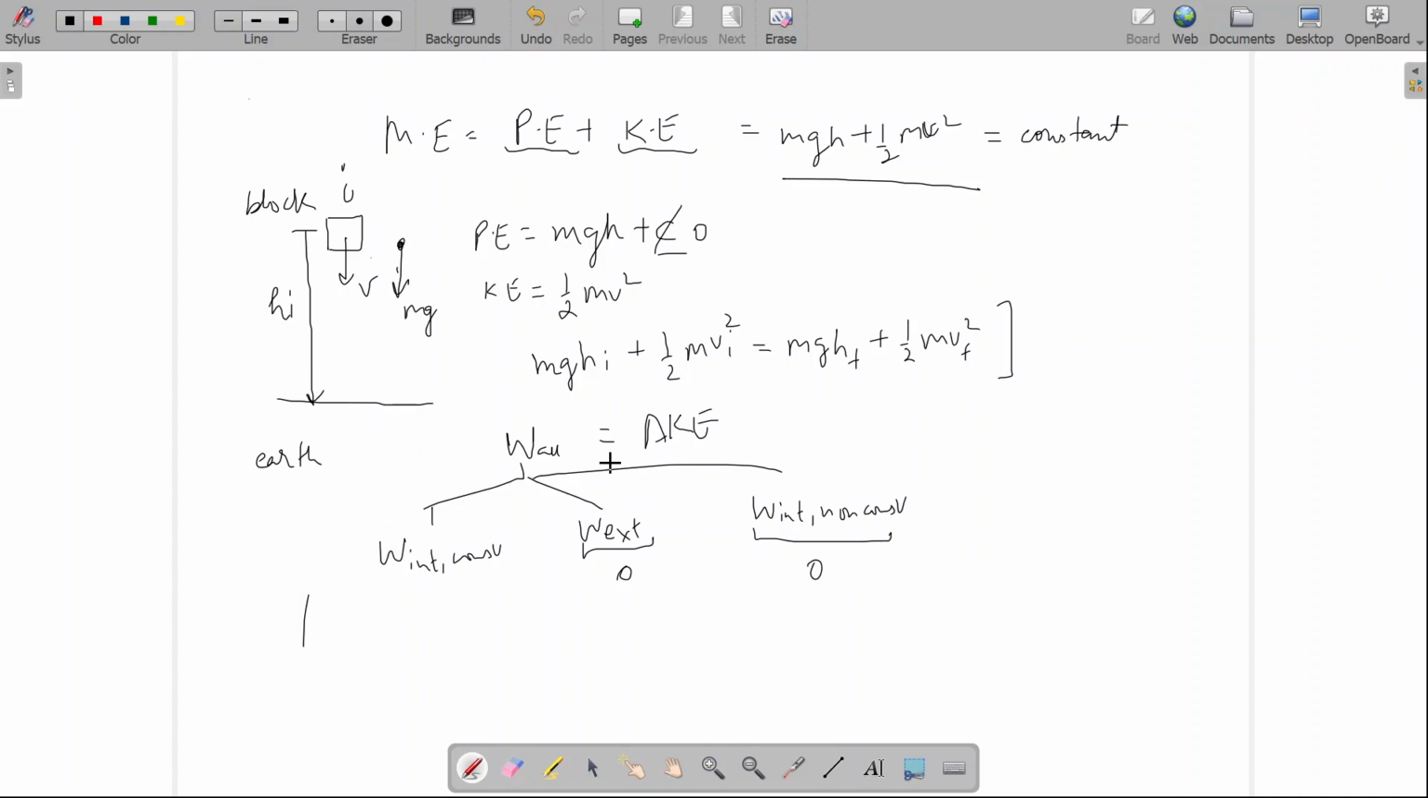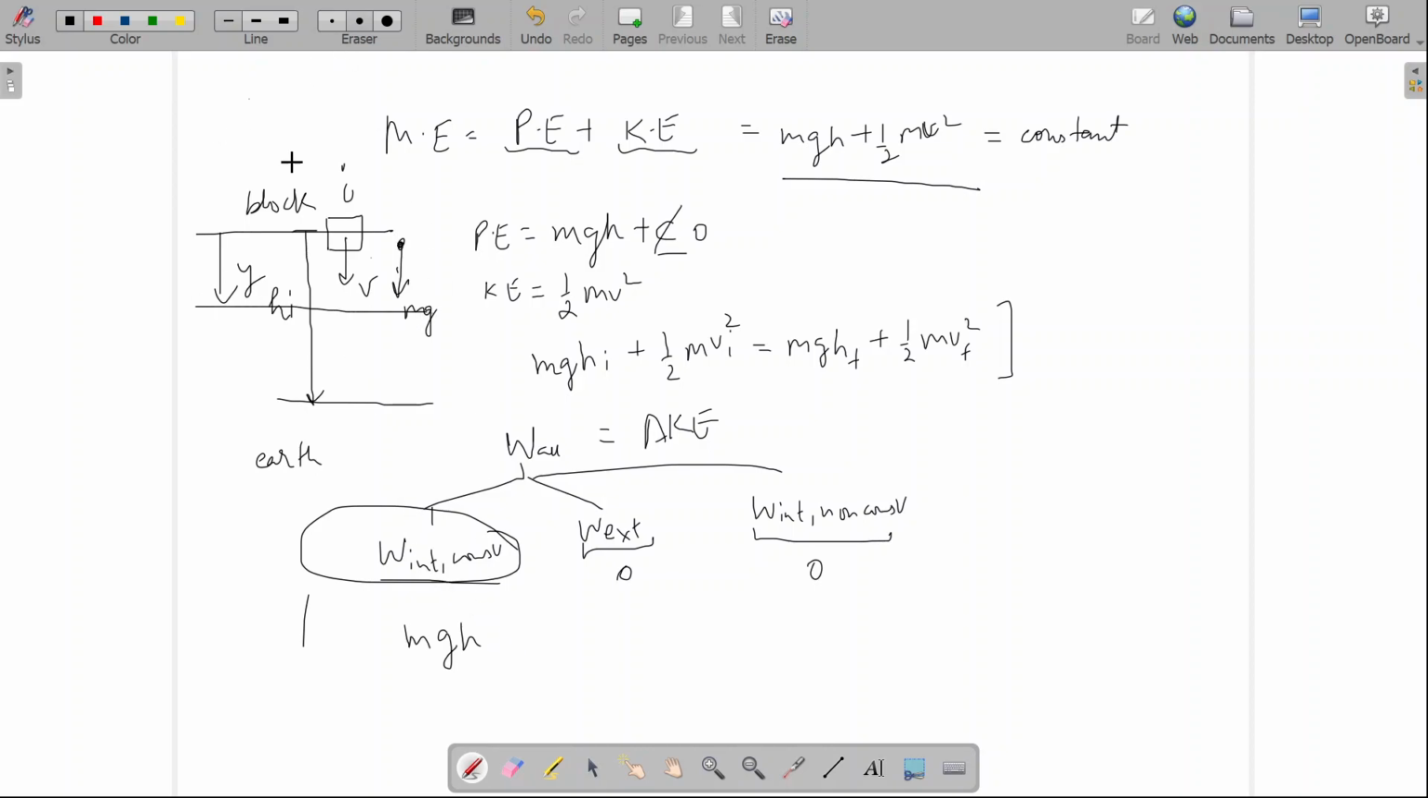Let us take the same case and try to apply this example, that is the work energy theorem, to this case. So work done by internal forces, what would be the value of this particular expression? We know that work done by internal conservative forces would be simply mgh. Let's say the block has descended by some y distance, right?